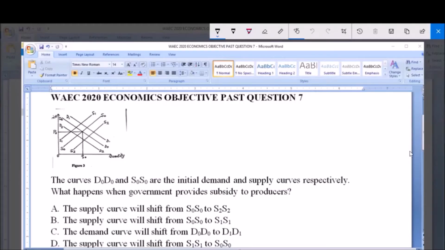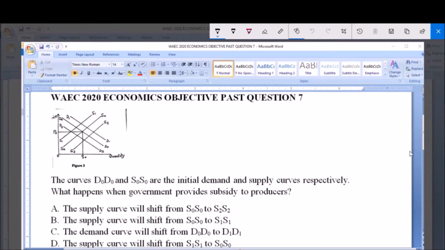Hello and welcome. I will be answering WAEC 2020 Economics Objective Past Question 7. So you have a diagram here and you have some curves or some graphs. Now the curves D0 D0 and S0 S0 are the initial demand and supply curves respectively. What happens when government provides subsidy to producers?